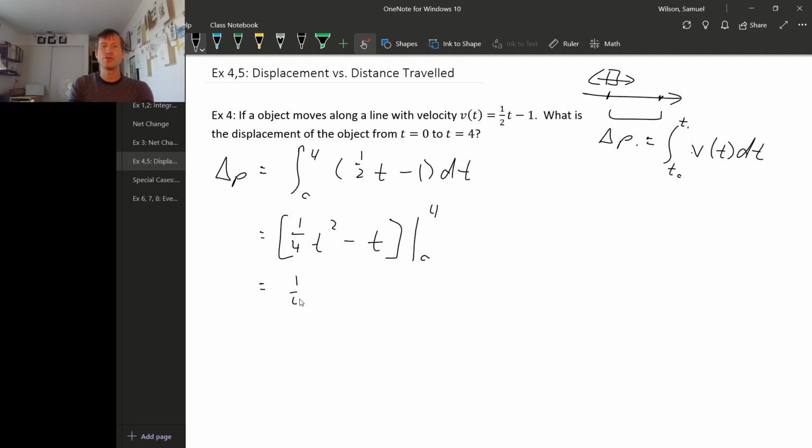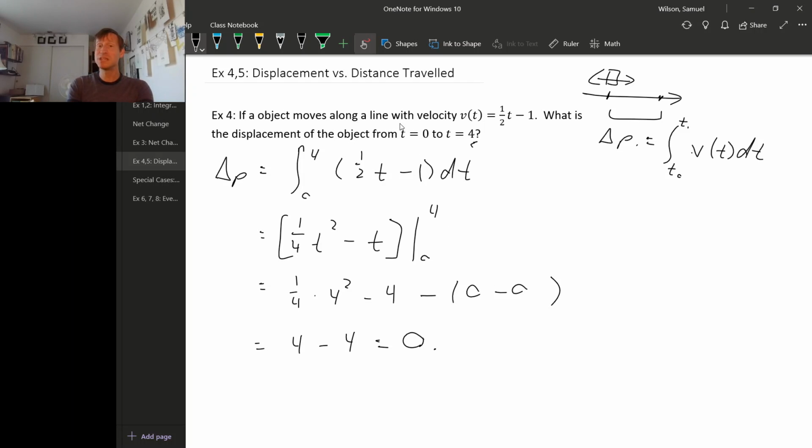So 1 over 4 times 4 squared minus 4, minus, and then we have to plug in our bottom bound, 0 minus 0. So 4 minus 4, and that's 0. So the displacement of this object from where it started is 0. In other words, after 4 time units, it's back to where it started.